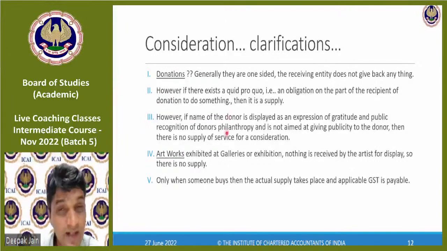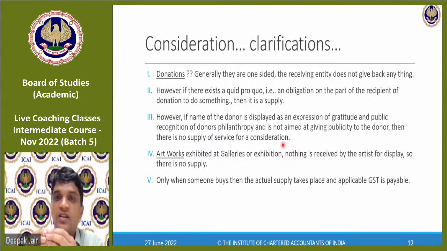However, the circular further clarifies that if the name of the donor is displayed as an expression of gratitude and public recognition of donors' philanthropy and is not aimed at giving publicity to the donor, then there is no supply or service for a consideration. So they just put the name, donated by or gifted by so and so person, at a small place, and they're not doing any publicity. They're just giving a small token of appreciation to the person who's given it. Then it will not be treated as quid pro quo, because those are basic things they will do. If they're doing something exorbitant, like they have to oblige to do something, then there's a quid pro quo, not otherwise.